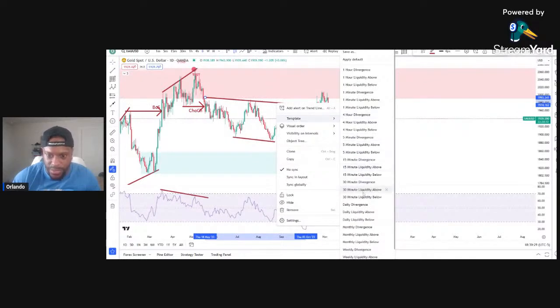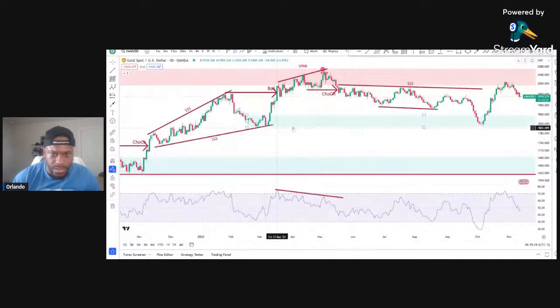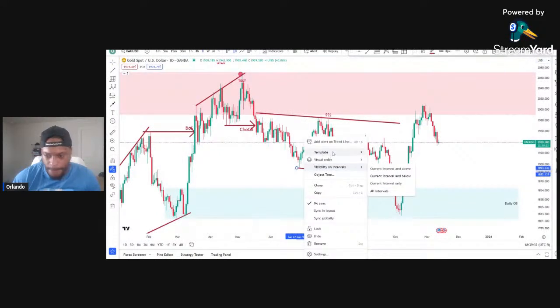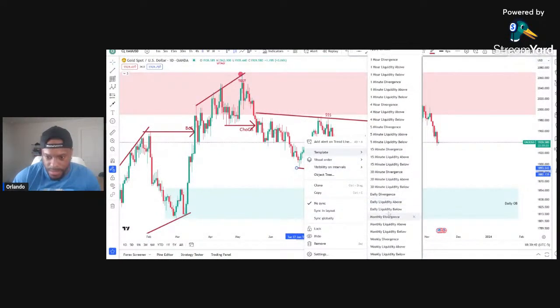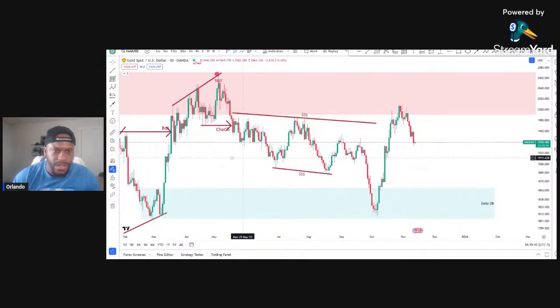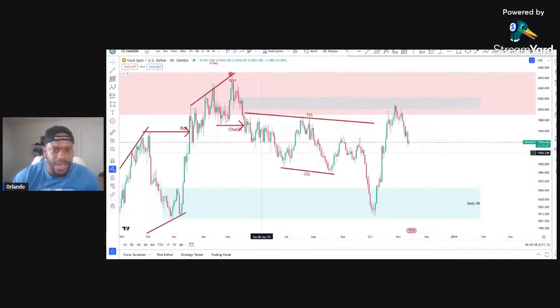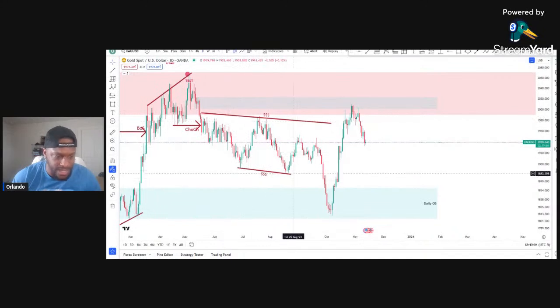So let's see, daily liquidity above, daily liquidity below. All right. And so now you have this imbalance right here that caused a change of character. So that's what? An area of interest. So we zone it off. The same things happen on the lower time frame. So guess what? This consolidated, and this is a what? Breaker structure. This right here is now a breaker structure.